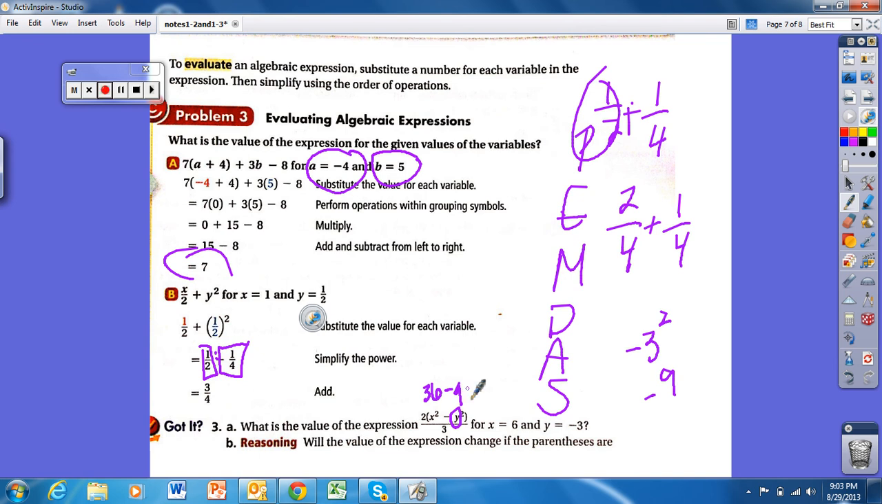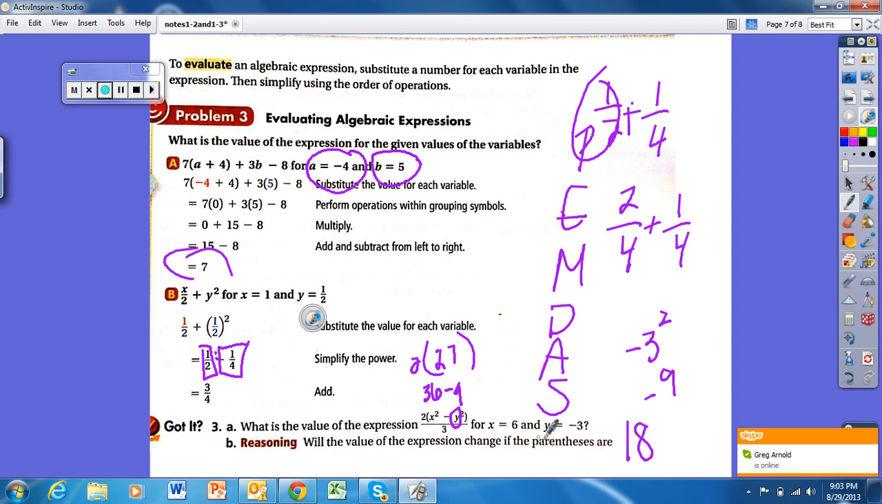So now we have 36 minus 9 in the numerator. 36 minus 9 is 27, I think. And 2 times 27 is 54. Divided by 3 is 18. So your answer would be 18.